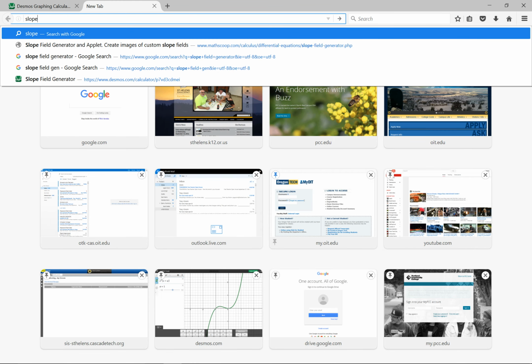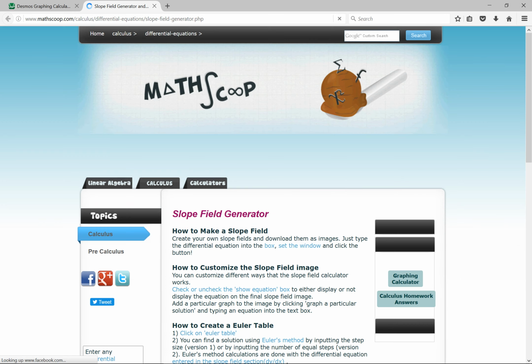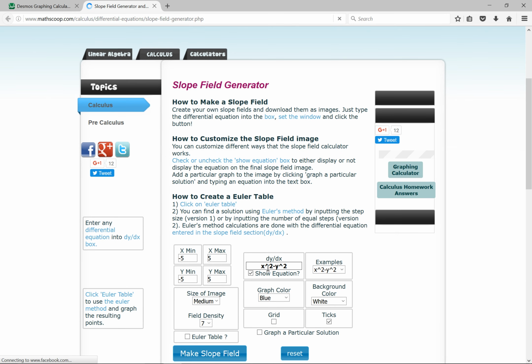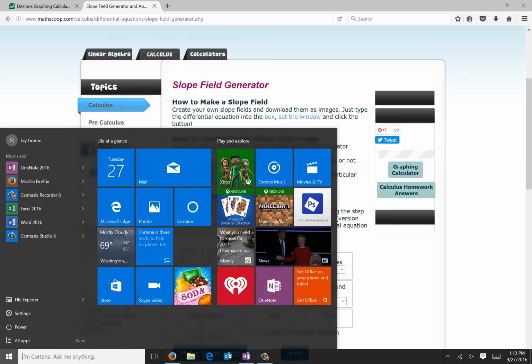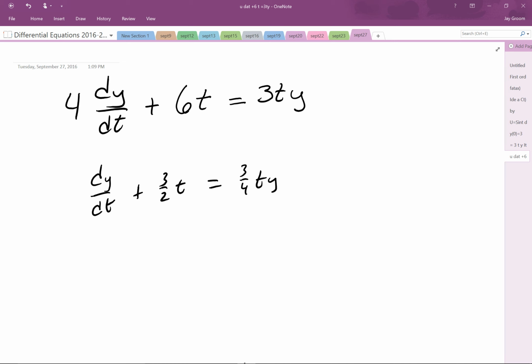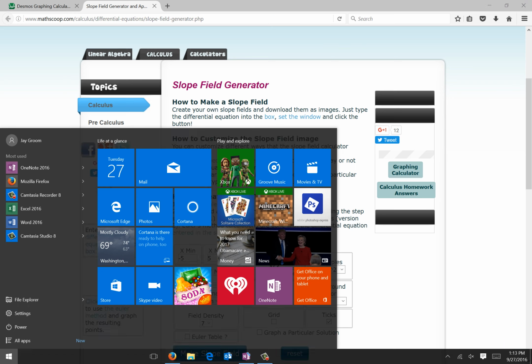Slope field generator. So what was dy/dt equal to, if you don't mind again? Read it to me. Just when you got it solved for dy/dt, what was it equal to? 3/2? It should be like 3/4 ty. Isn't it? Oh, yeah. 3/4 ty. I got you.